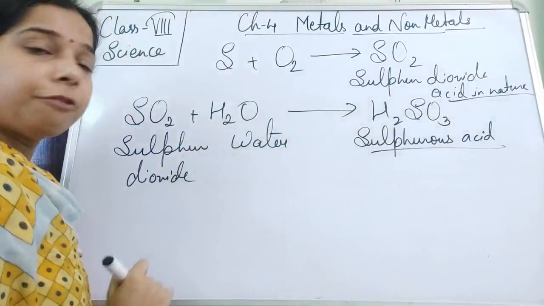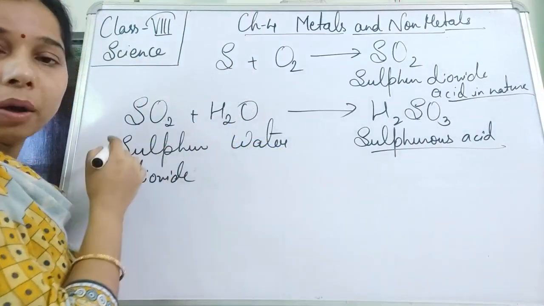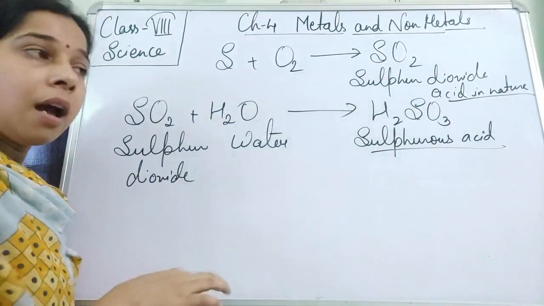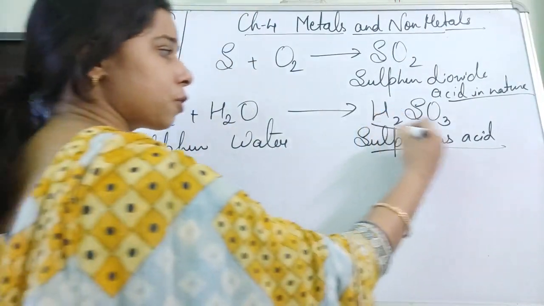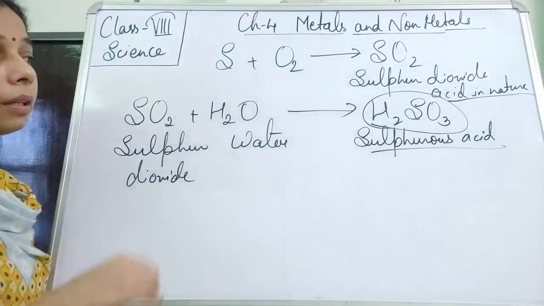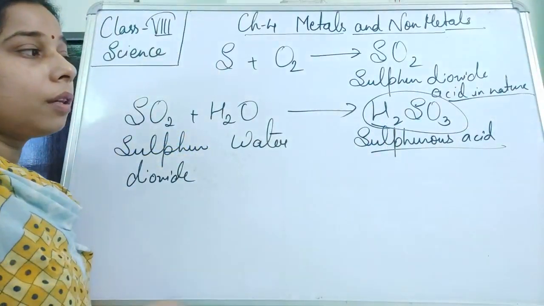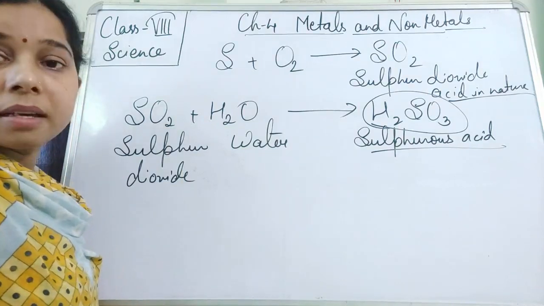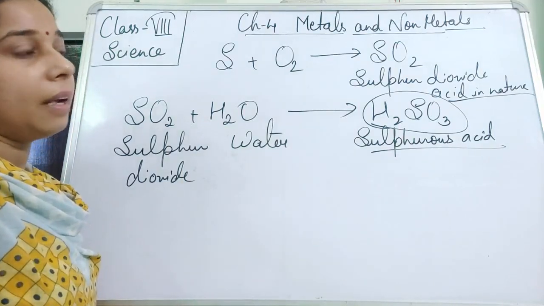And how will we confirm this? When it reacts with water, there is a formation of an acid, sulfurous acid. We can test this substance, whether it is acidic or not, by keeping blue litmus paper in it. Then the blue litmus turns red, which proves that it is acidic in nature, or that it is an acid.